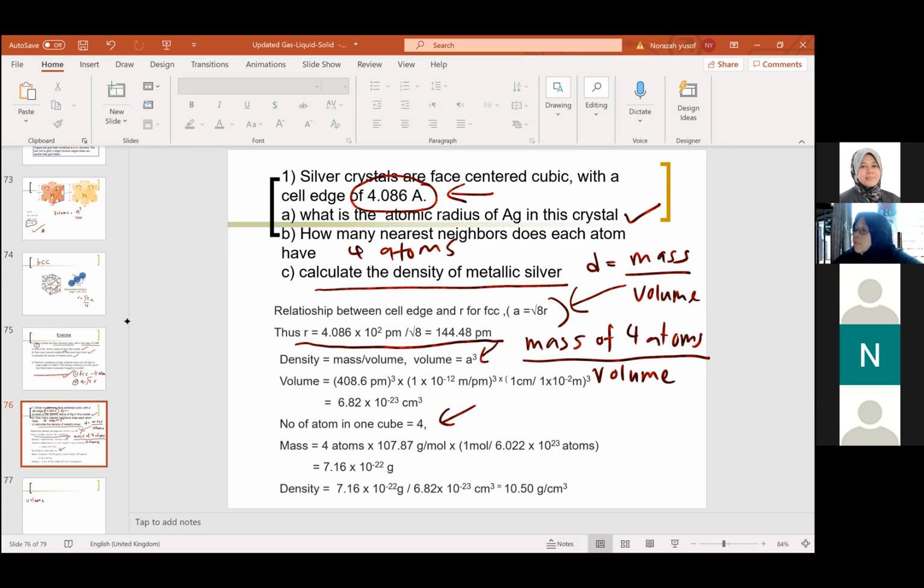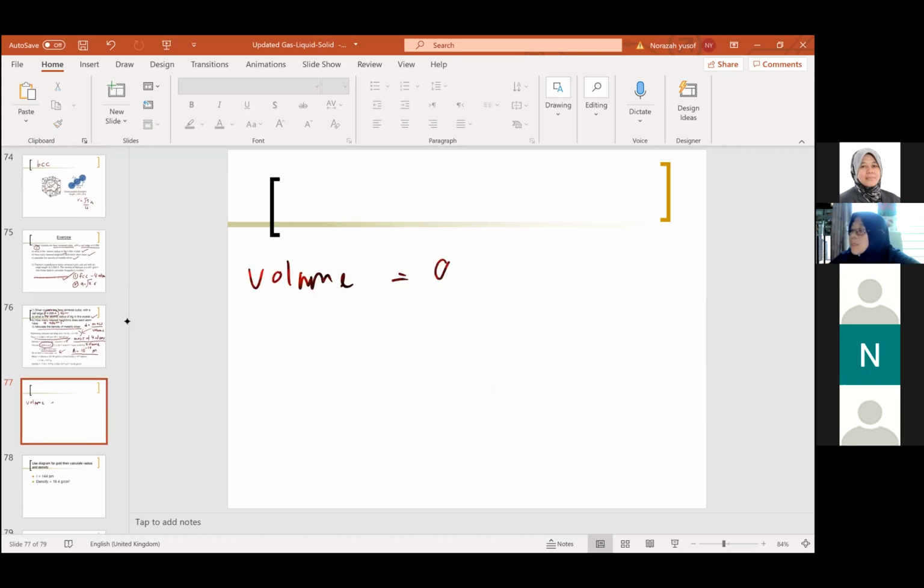So this is just a conversion of units. This is the original value, and you just have to raise it to the power of 3. You should know angstrom is 10 to the minus 10 meter. You have to know that. So volume is equal to A to the power of 3.